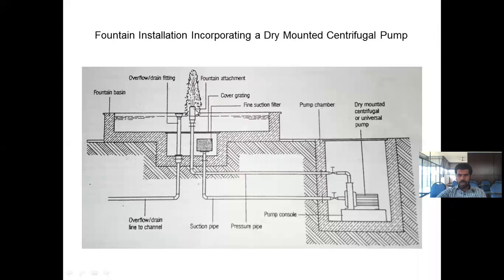Now this is the main pipe, or pressure pipe, through which the pump is pumping. The pump is pumping the water and it has a pressure, so this is called the pressure pipe. You can see the fountain attachment is here. With the fountain attachment, the water can be sprayed. And there is another one, a fine suction filter just below this water basin.